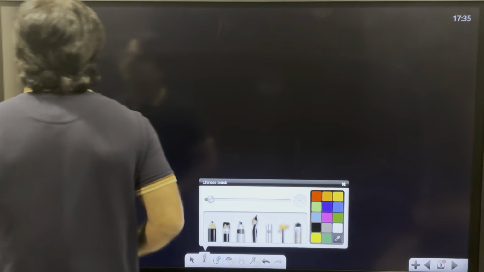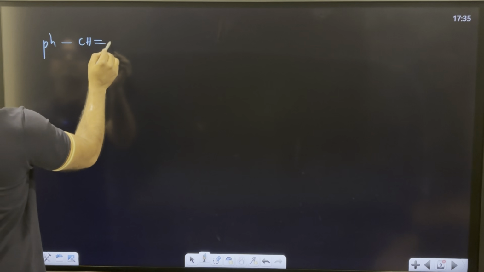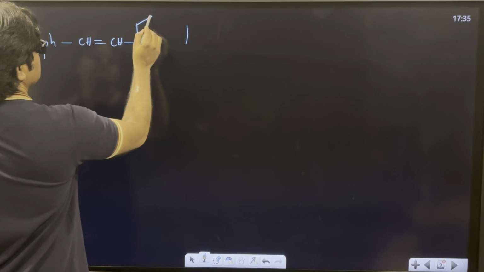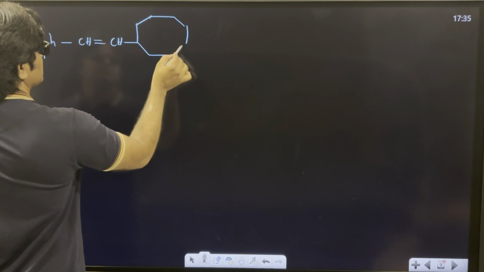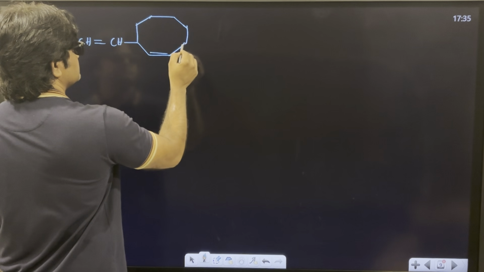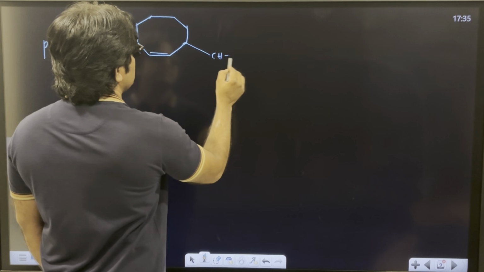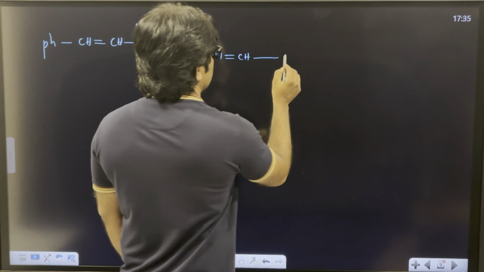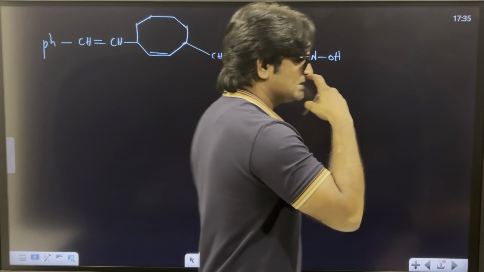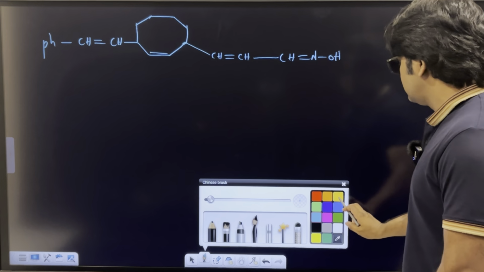This kind of example is very important, right? Here phenyl is given. Next one, CH double bond CH. Further here, an 8-member ring system is given. Very important question. Yes, there is a double bond and further connectivity. This is the 8-member ring system. Further connectivity is given like this: CH double bond CH and further CH double bond NOH. That is the given molecule. Calculate the total number of geometrical isomers. Very important question.